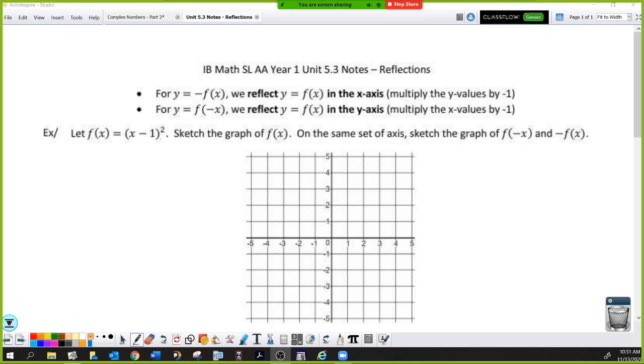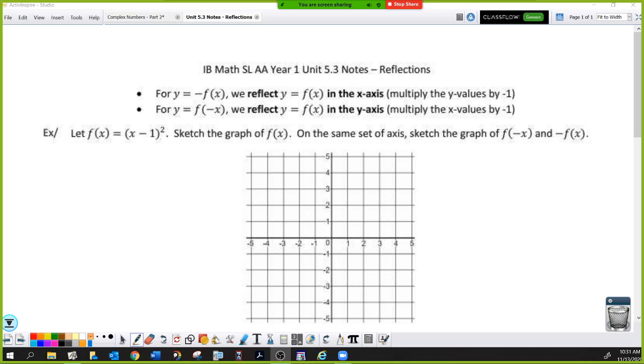The last concept that we have to cover in this unit is reflections. We've already handled translations, we've handled stretches and shrinks. We saw that translations are always adding and subtracting to somewhere. Adding and subtracting to the outside, to the y values, shifts you up and down and does exactly what you think it would. A plus goes up, a minus goes down.